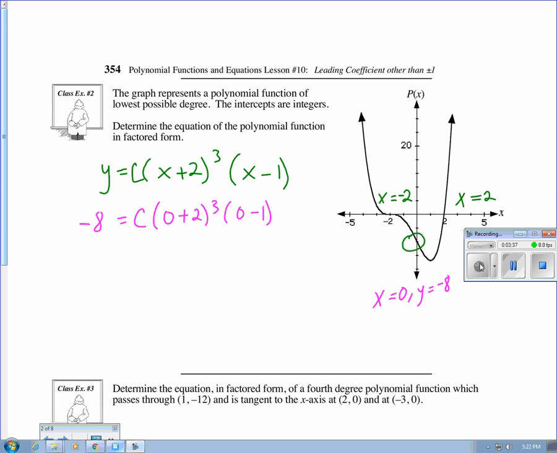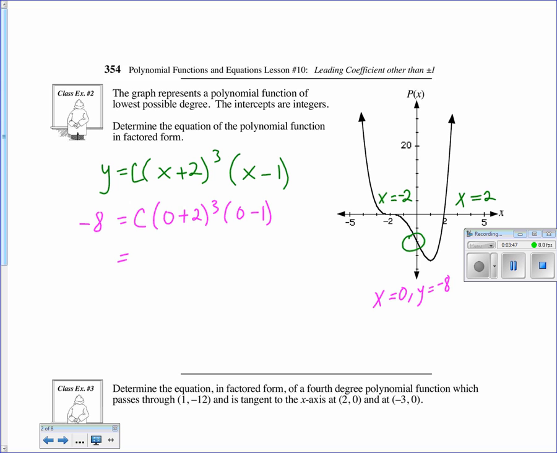Let's plug and play. My x value is 0. So 0 plus 2 cubed is simply 2 cubed, which is 8. So that's going to be 8 times -1, which is equal to -8. So -8 is equal to -8c.